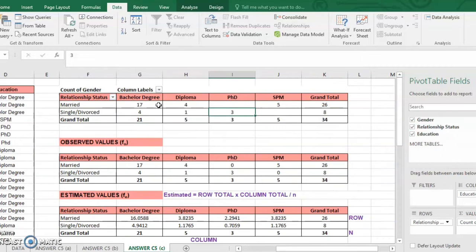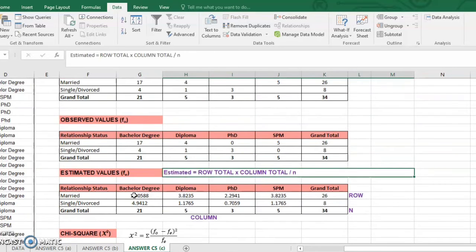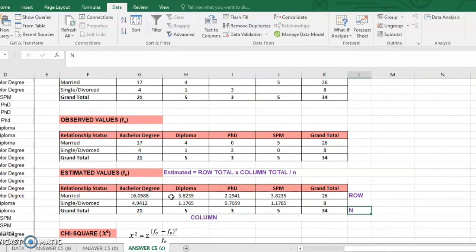Drag genders into values, relationship into rows, and education into columns. For observed value, just copy the pivot table and paste into observed value. For estimated value, also do the same, copy and paste the table, then delete the data. Estimated value formula is row total multiplied by column total divided by n.